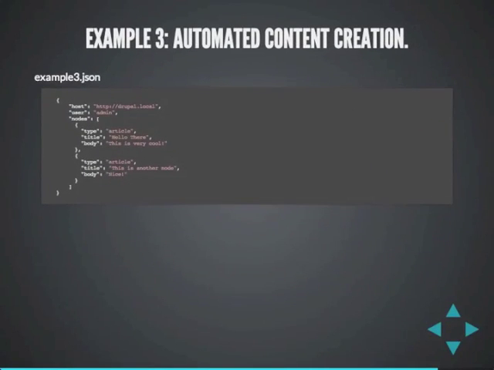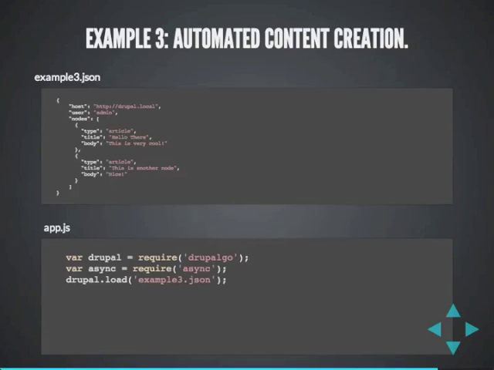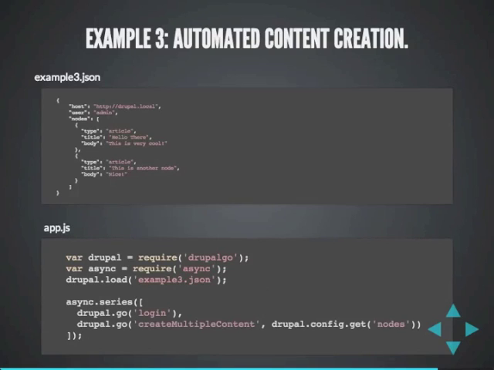Let's do automated content creation. With the config file, you don't have to provide the set configurations. You can provide nodes. You can create a node and say, I want to create these nodes. The method to do this is actually really, really short. I say Drupal Go log in, and then there's a thing called create multiple content, and I pass in those nodes. That's it. To create multiple nodes, it's just Drupal get nodes, and then I decide within the configuration what they look like.